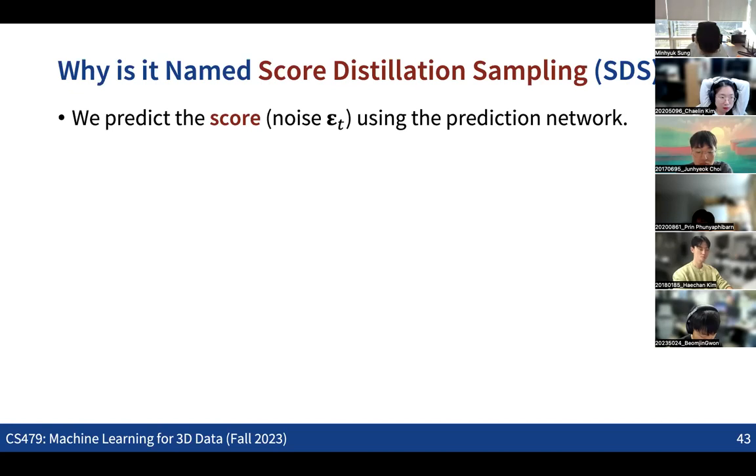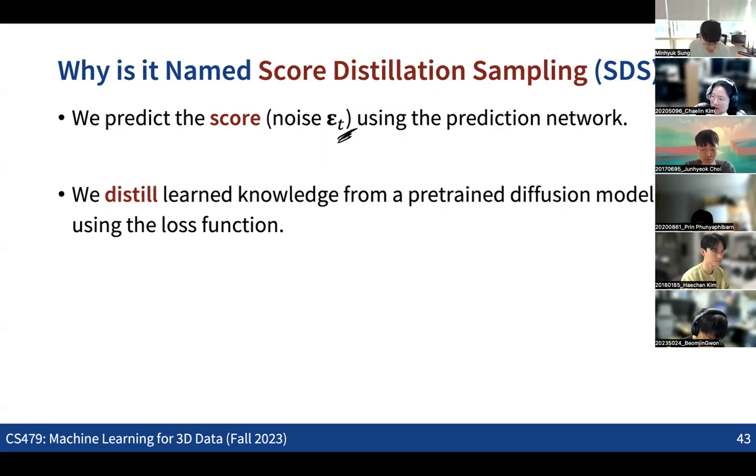So yeah, actually, you might also ask why this is called score distillation sampling. As we have seen in the previous lectures, the thing that we are predicting using the neural network is basically the score. The noise is related to the score function that we are running for the diffusion process. So we are predicting the score using the prediction network.